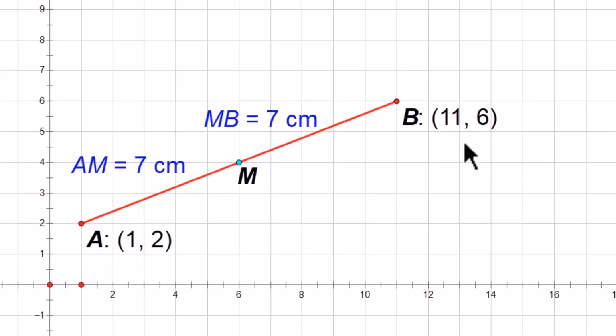And so this will be how a problem will set up. They'll just give you some points. You may not even get a picture, but you'll see some points, and they want to know what the coordinates of the midpoint are. I'd like you to see if you can figure it out.